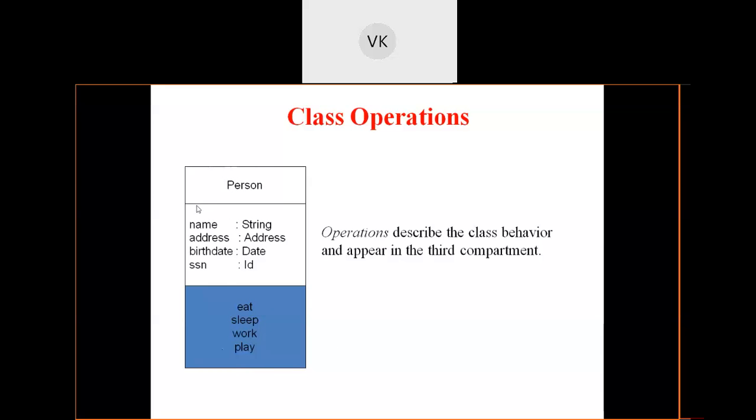You can take the example of a student. How would the class diagram for the student look? In the first compartment you write Student as the name of the class. What will be the attributes for the student? First, USN, and second, name, address, birth date, and branch. All these are attributes related to the student class.